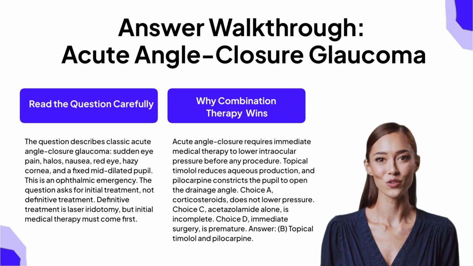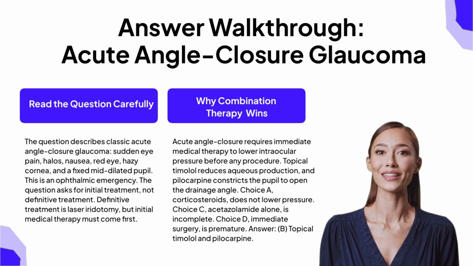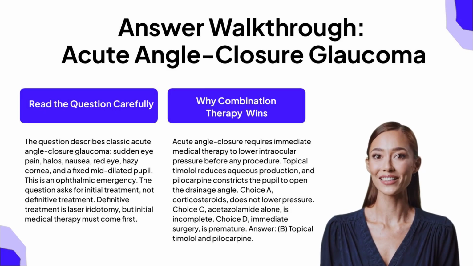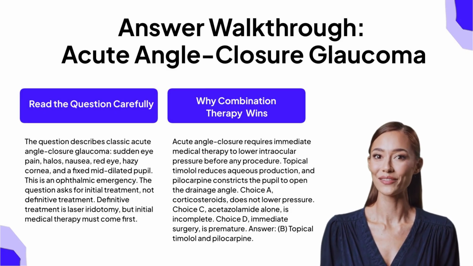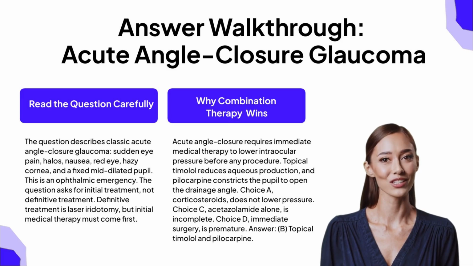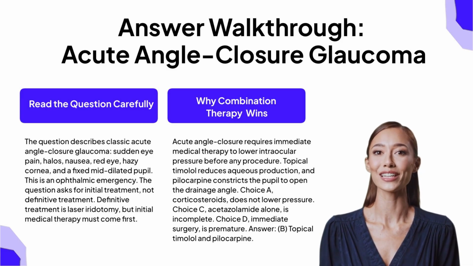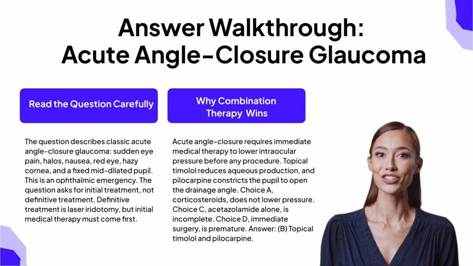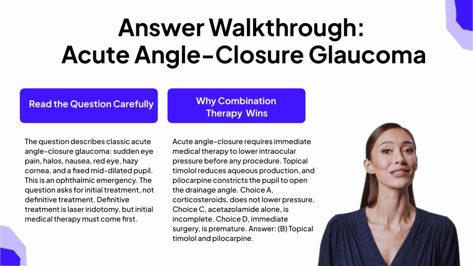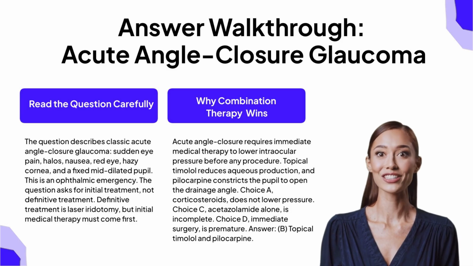Choice A, corticosteroids, does not address the acute pressure elevation. Choice C, acetazolamide alone, is part of the regimen but incomplete without topical agents. Choice D, immediate surgical iridotomy, is the definitive treatment but not the initial step. The boards love testing this distinction between initial and definitive management.